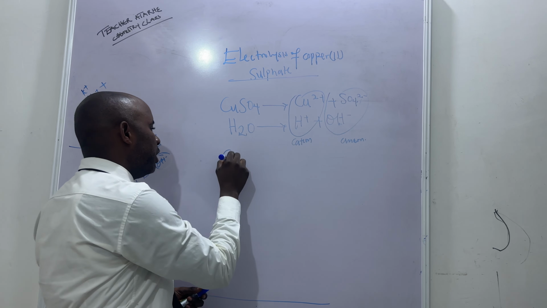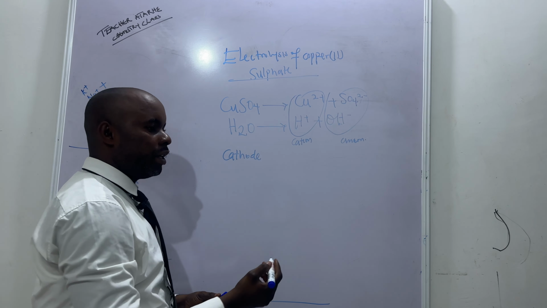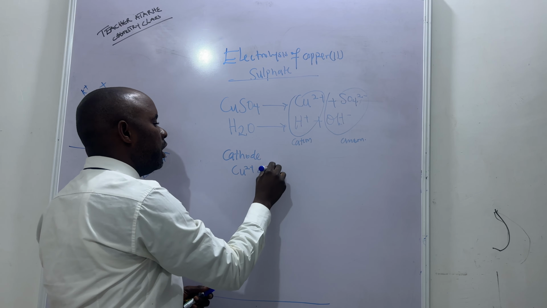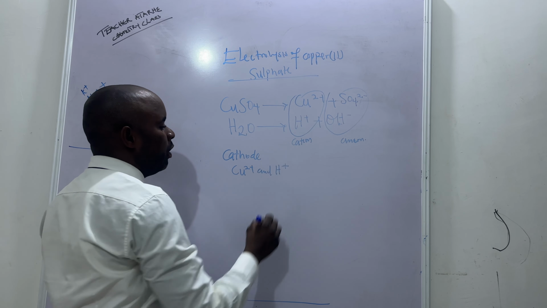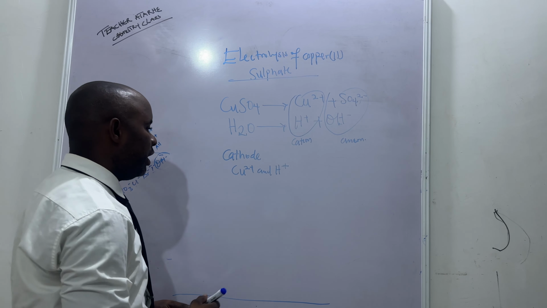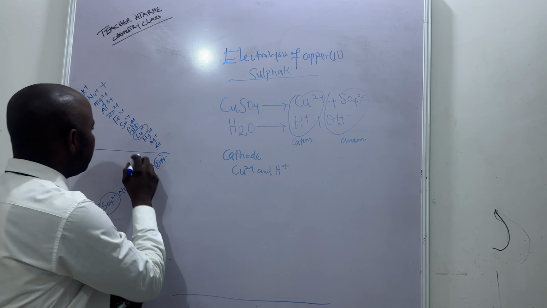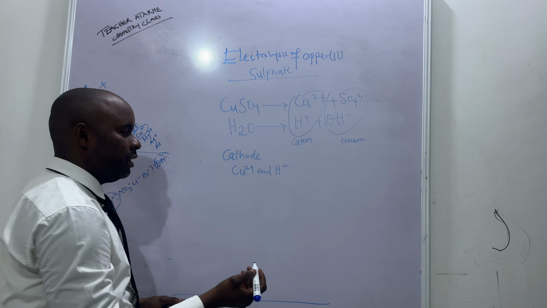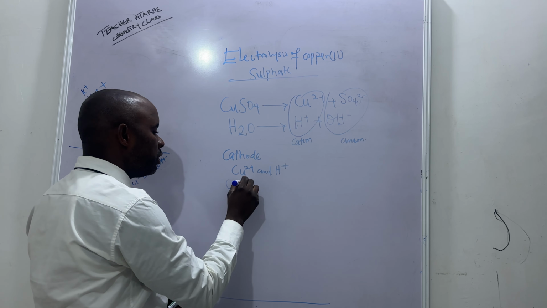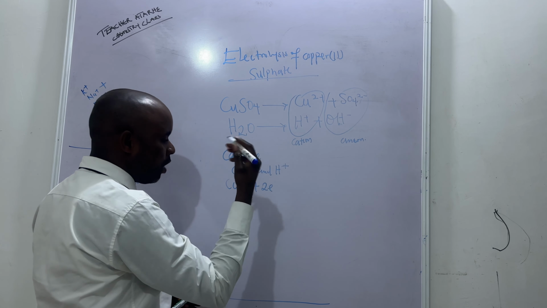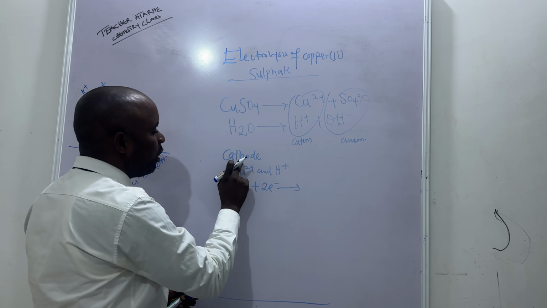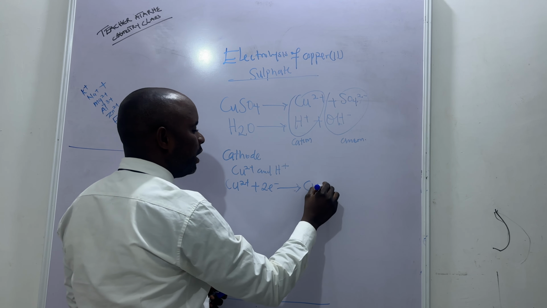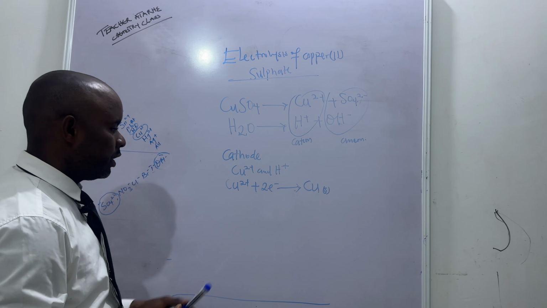So what happened at the cathode? At the cathode, a reduction reaction occurs. We said Cu2+ and hydrogen ion will migrate to the cathode, so one of them will be preferentially discharged. Since hydrogen is higher than copper in the electrochemical series, we said copper ion will be preferentially discharged. Cu2+ plus 2 electrons gives metallic copper. This makes the cathode thicker.